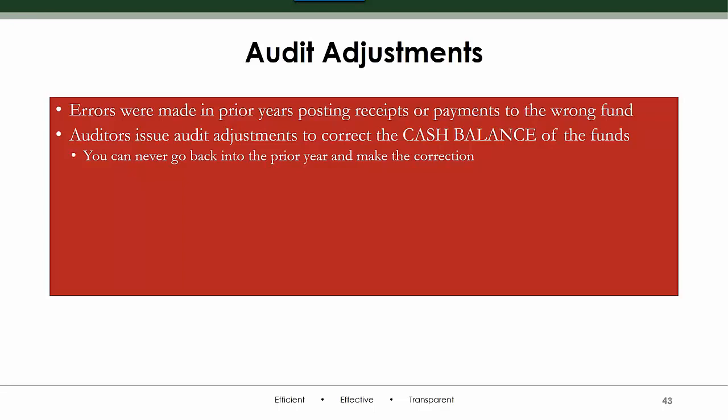Now, there's an exception with the ARPA funds that is far more complicated than I can cover now. But if you posted your ARPA receipt to the general fund last year, it is supposed to be in a fund type of the coronavirus relief.